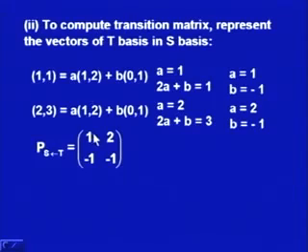Solving this, we write down the transition matrix. The first vector is written as the column of this transition matrix. This is W1, and this is the second vector corresponding to (2, 3). So this is the transition matrix.